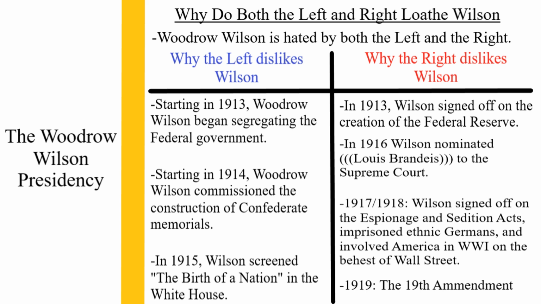If we look on the left, we can see why the left dislikes Wilson. Starting in 1913, Woodrow Wilson began segregating the federal government, based. Starting in 1914, Woodrow Wilson commissioned the construction of Confederate memorials, based. And in 1915, Wilson screened The Birth of a Nation in the White House. So these are the reasons why the left will bash on Wilson in the modern day. Basically, their main complaint about Wilson is that he's racist, and so ergo, they don't like him.